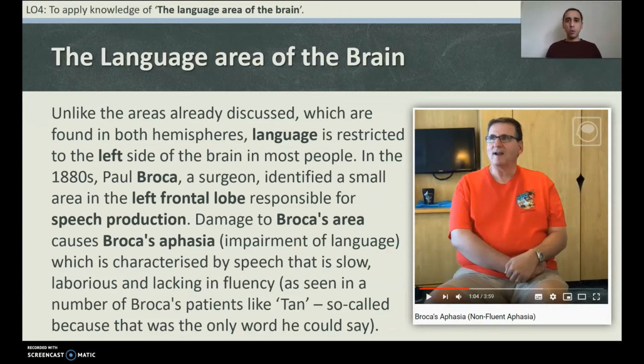So his name was Paul Broca. I found a new area. What are you going to call it? We'll call it Broca's area. Fair enough, Broca. It's up to you, mate. So damage to Broca's area causes Broca's aphasia. Aphasia means impairment of language, right?